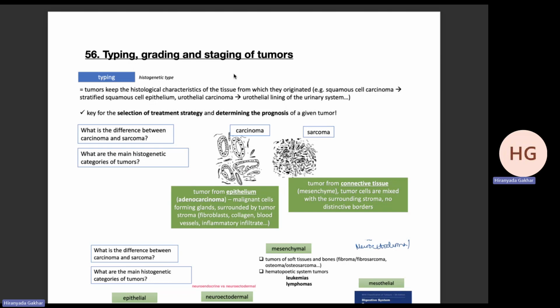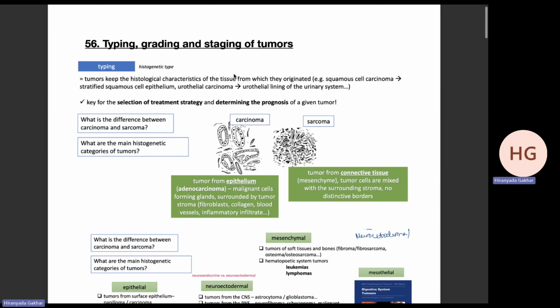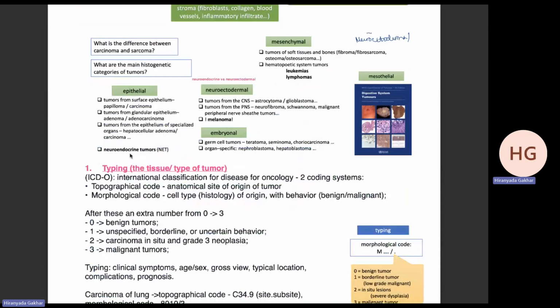So, what is typing? Typing of the tumor is basically when you determine the tissue or the type of tumor. So the type of tissue from which the tumor is arising, or the type of tumor. So T for typing, T for the type of tissue, and T for the type of tumor. So that's easy to remember.